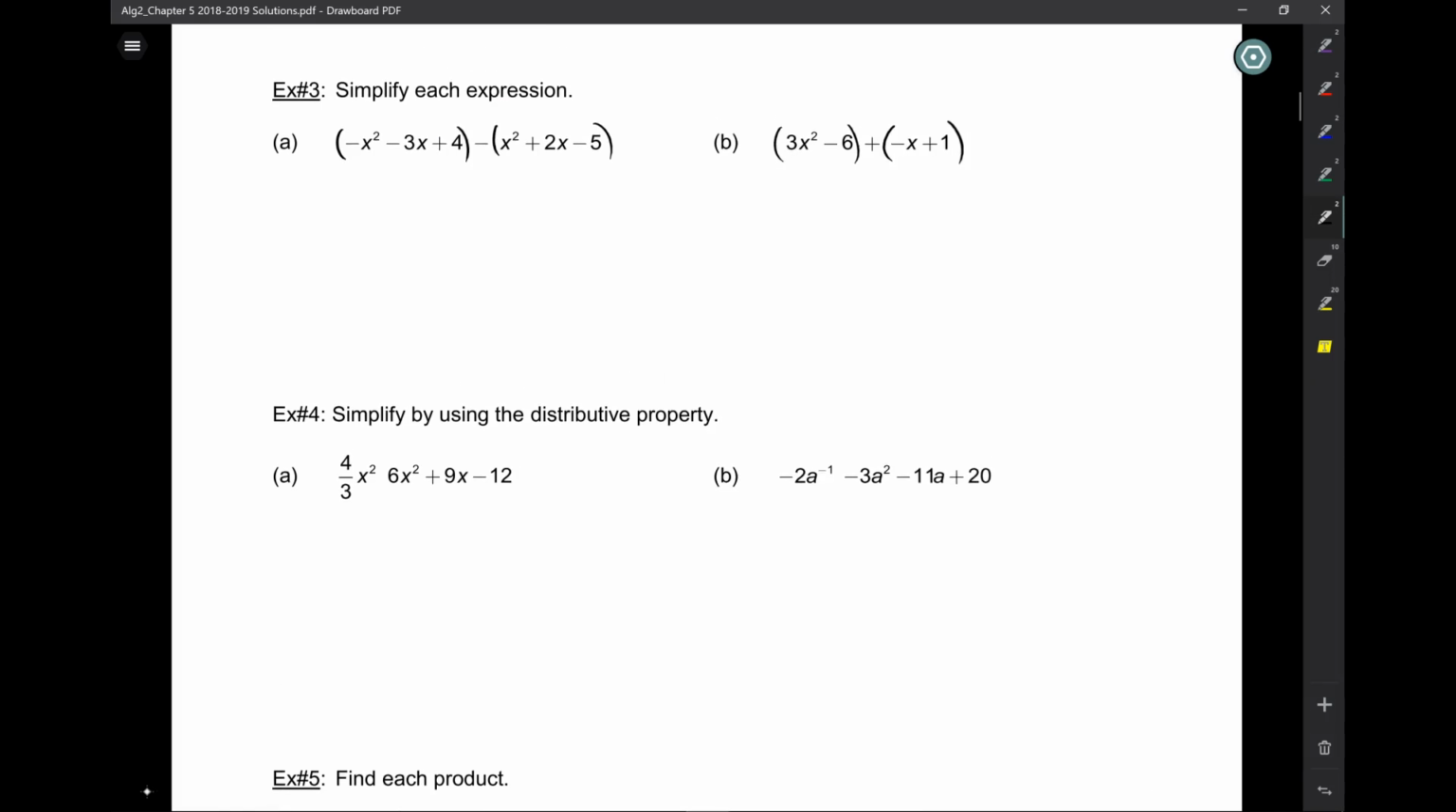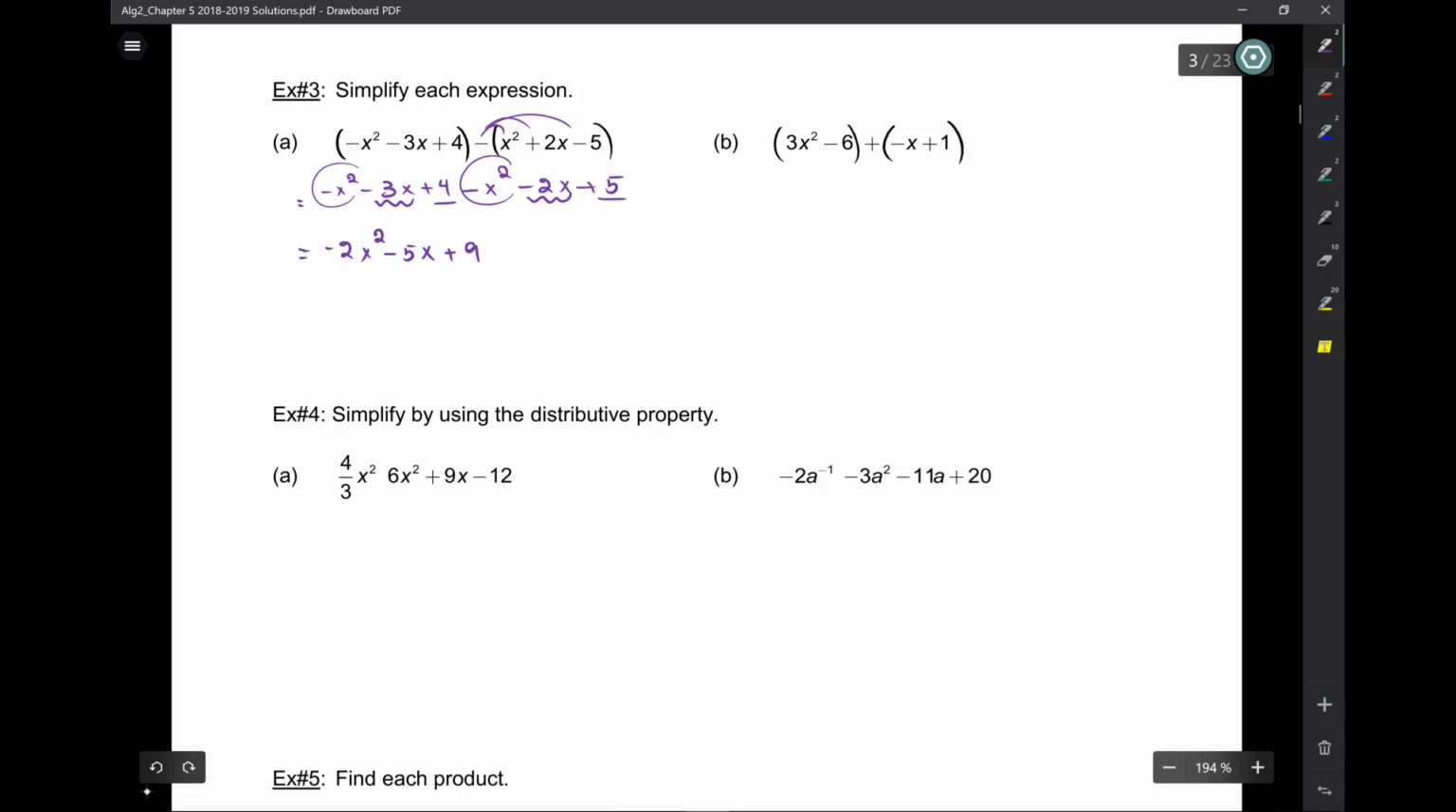Okay, so let's simplify this. So basically this negative gets distributed, right? So I have negative x squared minus 3x plus 4 minus x squared negative 2x plus 5. Okay? All right, and now we're going to combine like terms. So negative x squared, negative x squared, negative 2x squared, negative 3x, negative 2x, negative 5x, 4 plus 5, positive 9.